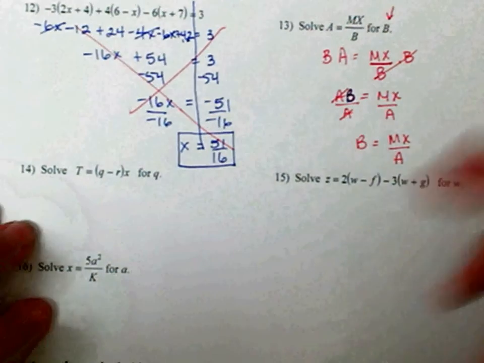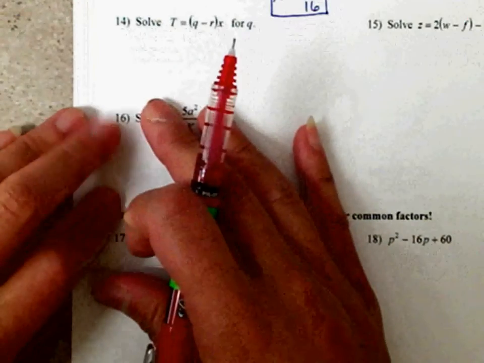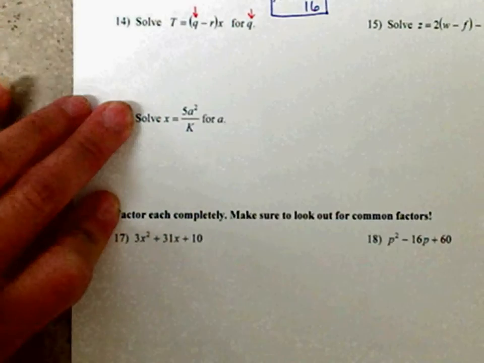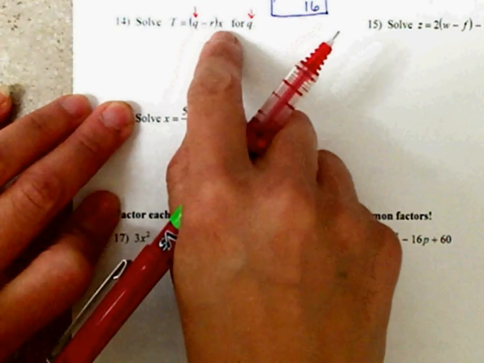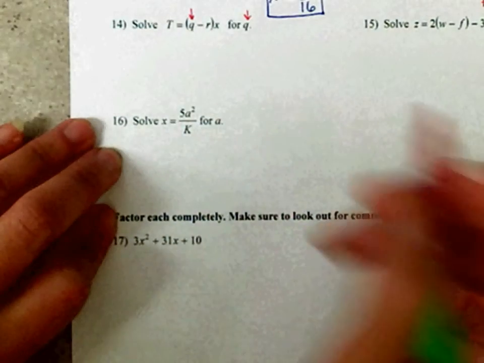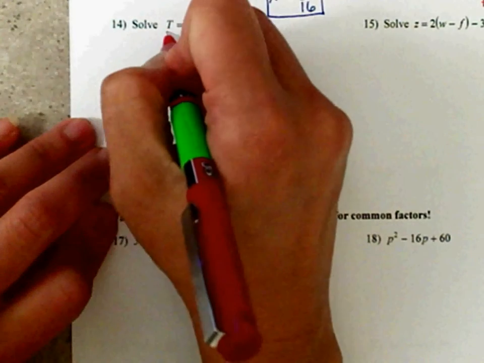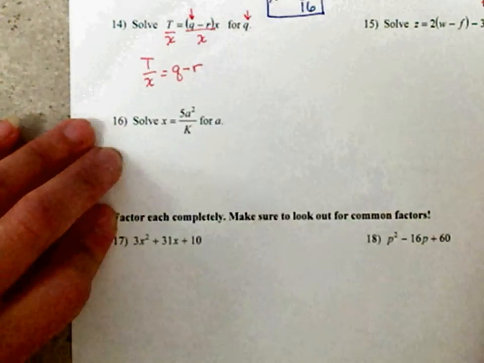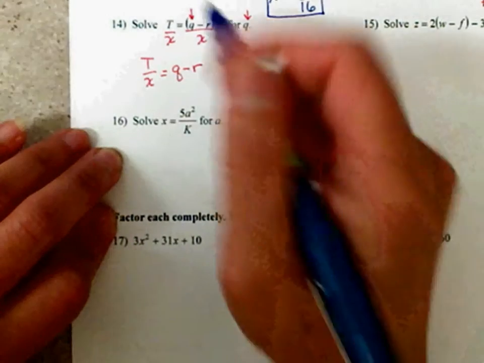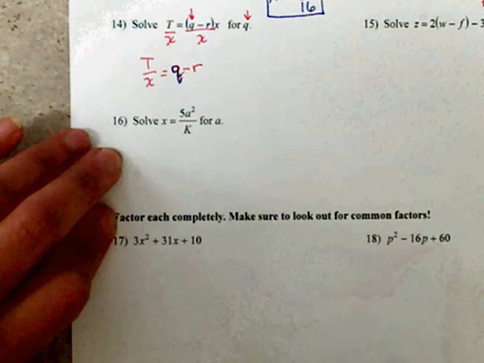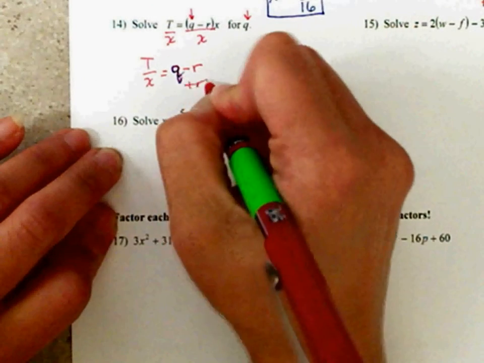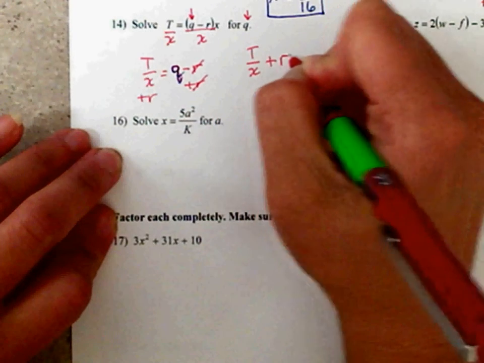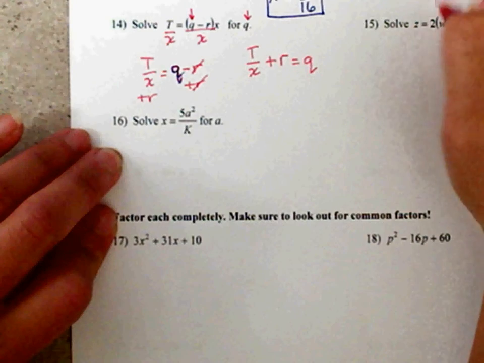All right, number 14. Okay, on number 14, you are solving for q. So here's my q. So first off, this whole grouping is times x. So instead of multiplying times x, why don't I go ahead and divide it by x? So now you have t over x is equal to q minus r. Okay. Solving for q, here is your q. How do you get rid of that r? Add r. That cancels. So t over x plus r is equal to q. So there's your solution for number 14.